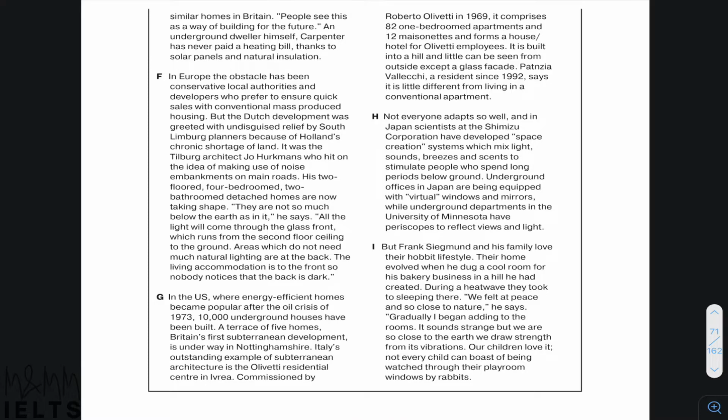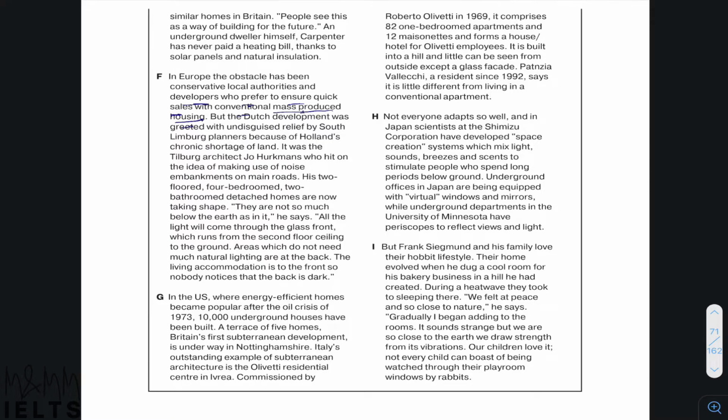So if you would have read this paragraph out, what it says over here is in the fourth sentence, it says something about mass produced housing. So the moment I find those important keywords of my sentence, afterwards I'll start reading out that sentence thoroughly just to identify my answer. What it says is, in Europe, the obstacle has been conservative local authorities and developers, we've got the developers as well, who prefer to ensure quick sales with conventional mass-produced housing.